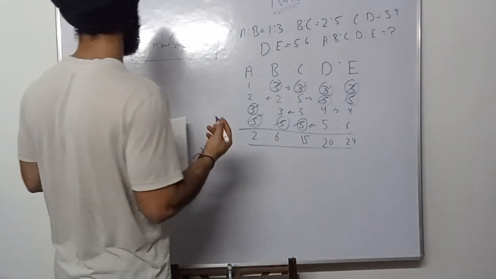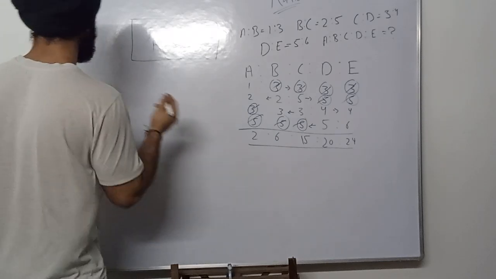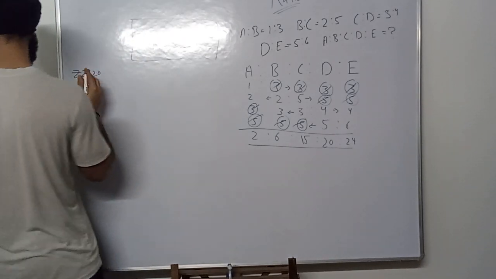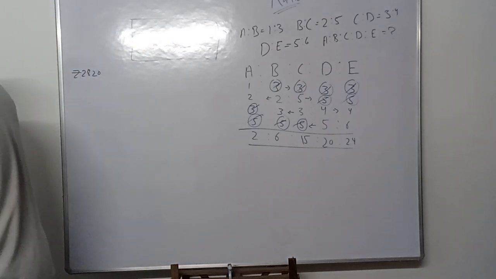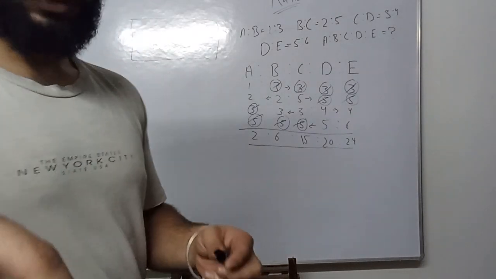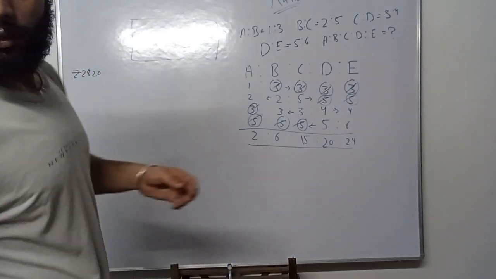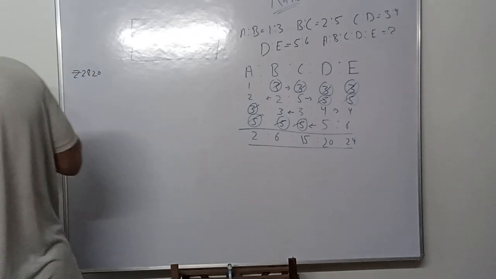I can write it here. So rupees of 2820 was to be divided among A, B, C. Like there is an amount of 2,820 rupees, and it is divided among 3 persons A, B, C.